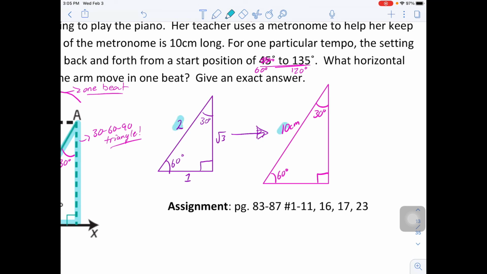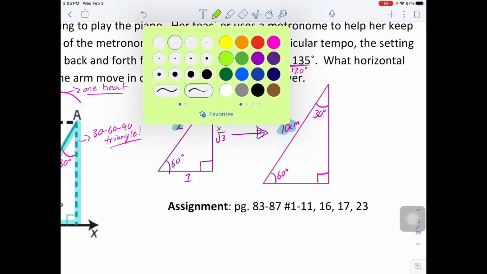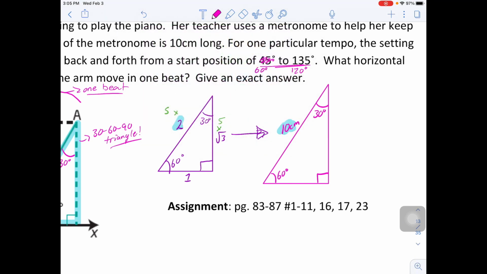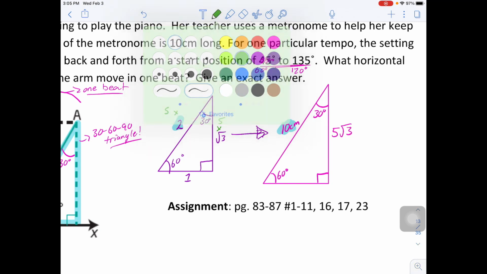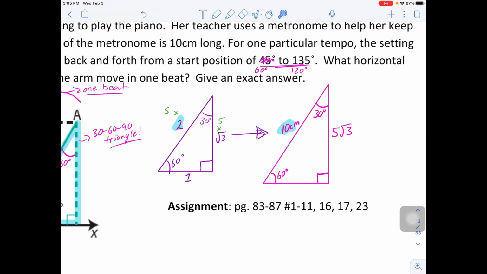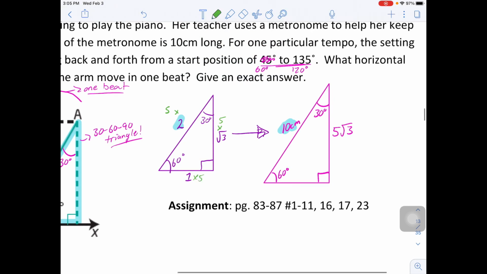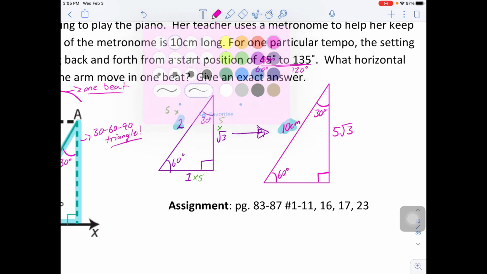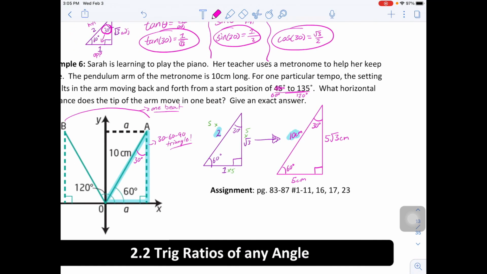Now, how do I get from 2 to 10? What do I multiply by? Well, I multiply by 5. So that means this side length here will be found by multiplying this by 5. So this will become 5 times root 3. And then here, our bottom value will be 1 times 5. So our bottom leg is now 5 centimeters as well. So now we have some awesome values to work with.